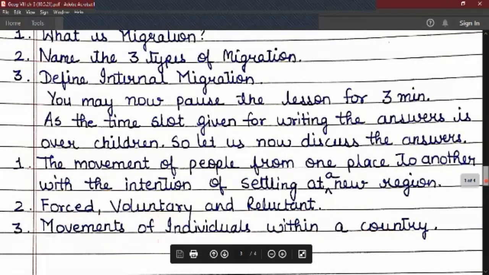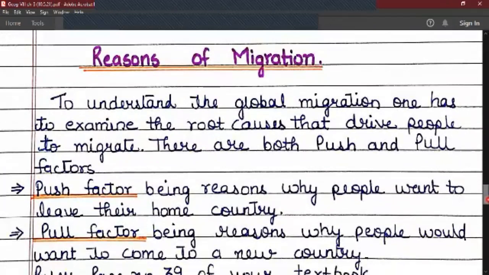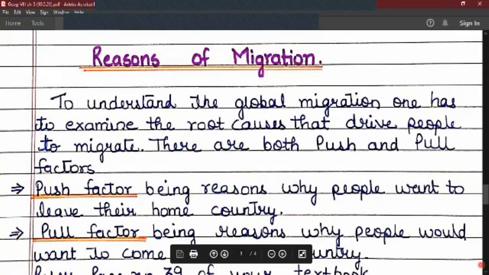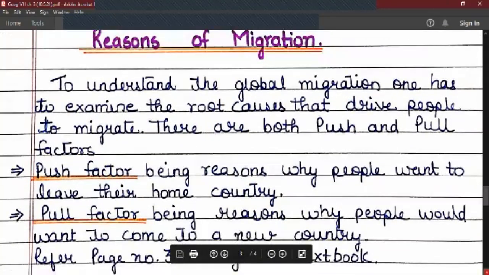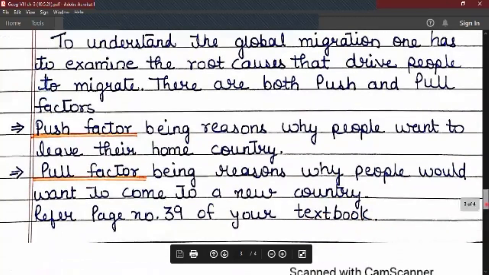Now, children, let us continue and discuss various reasons for migration. To understand global migration, one has to examine the root causes that drive people to migrate. There are both push and pull factors. Push factors mean reasons why people want to leave their home country, whereas pull factors are reasons why people would want to come to a new country. You can refer to page number 39 of your textbook for the same.